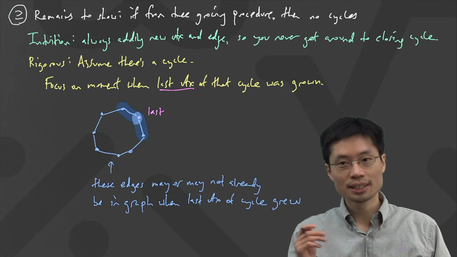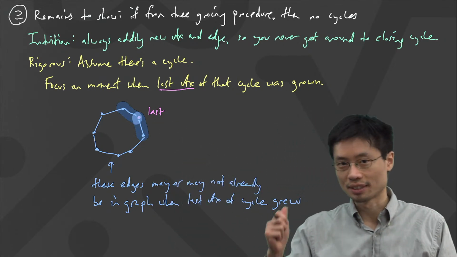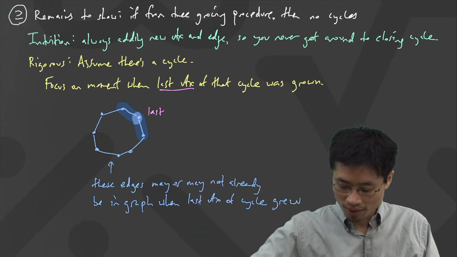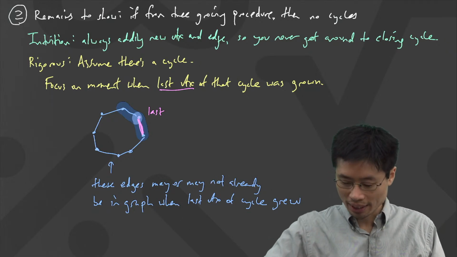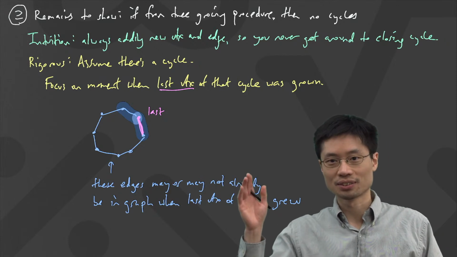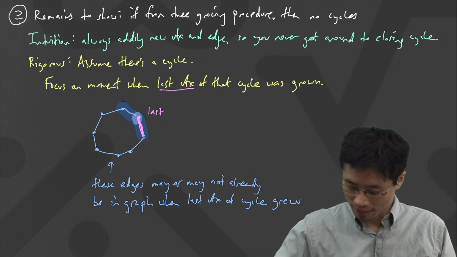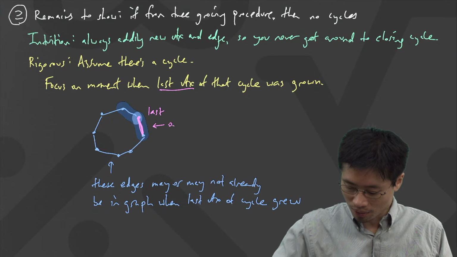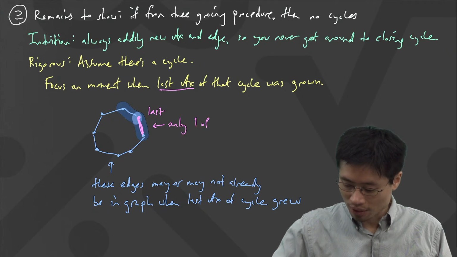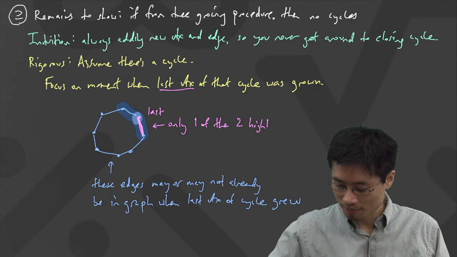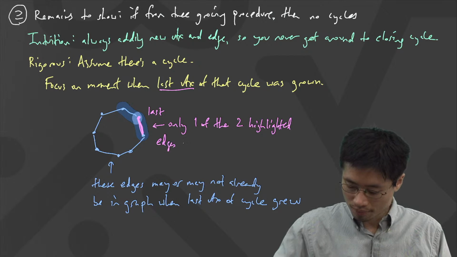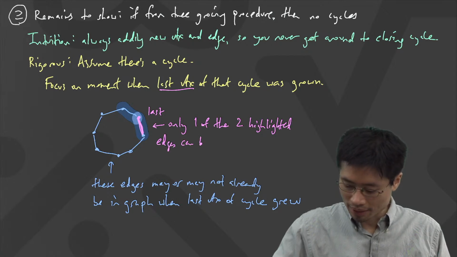Yeah. So the key is, you see, when this last vertex of the cycle got put into the cycle, well, only one of these two edges can be put in at the same time as that last vertex. Only one of the two. Okay? So here, only one of the two highlighted edges can be added right now.